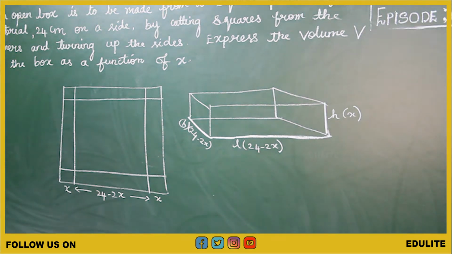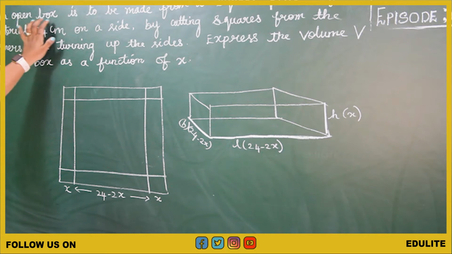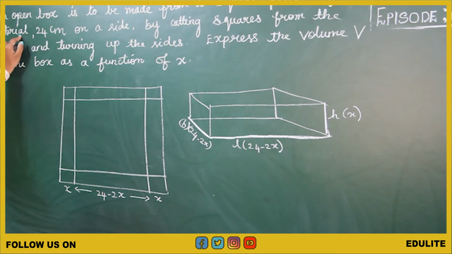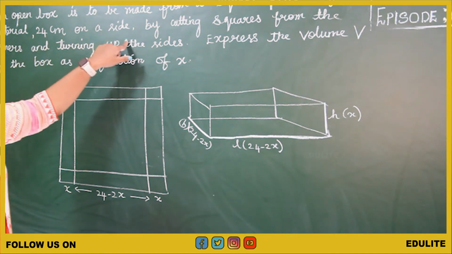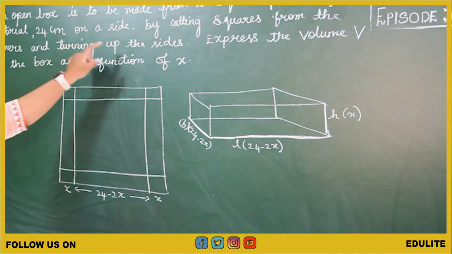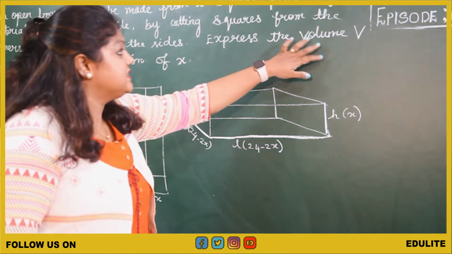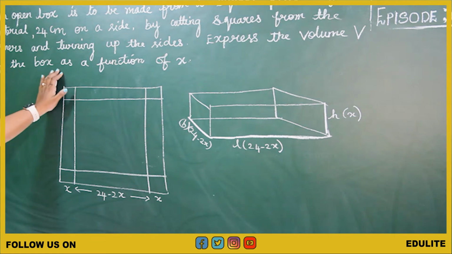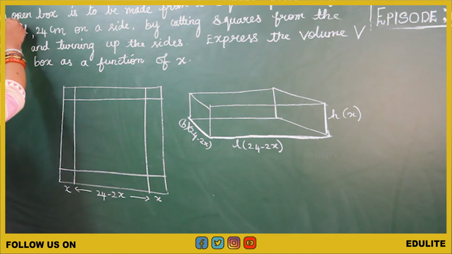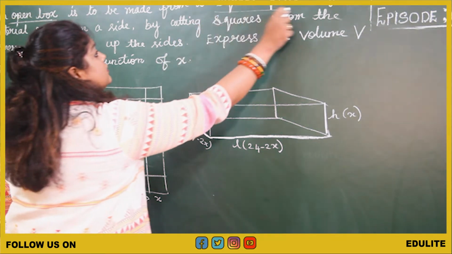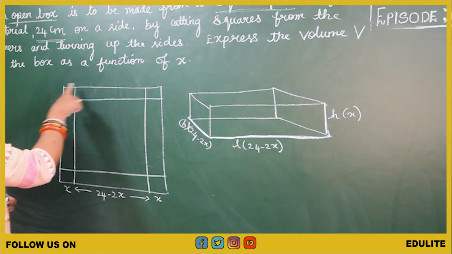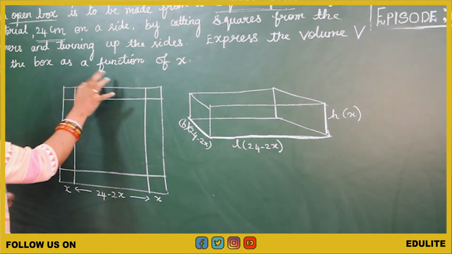So, the seventh problem: an open box is to be made from a square piece of material 24 centimeter on a side, by cutting squares from the corners and turning up the sides. We have to express the volume V of the box as a function of x. What is given is, we have to make an open box from a square piece of material 24 centimeter on a side.